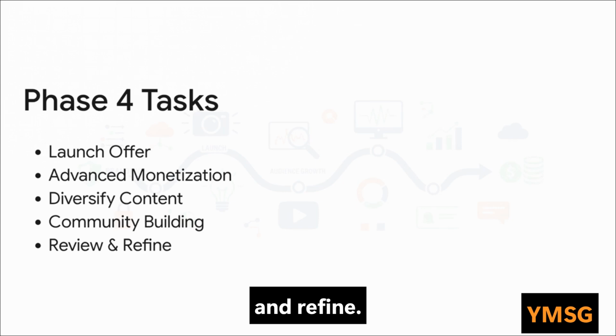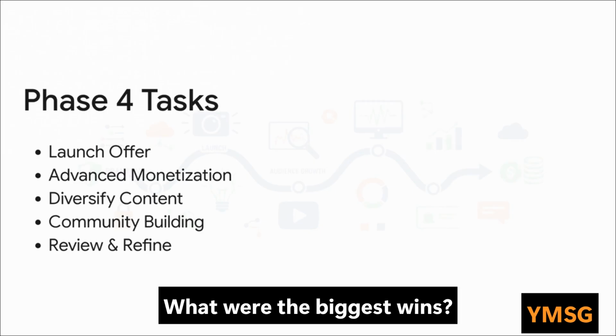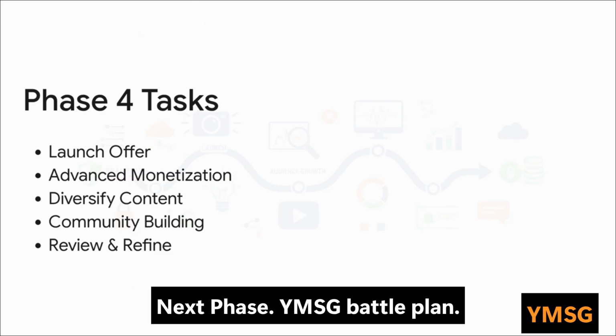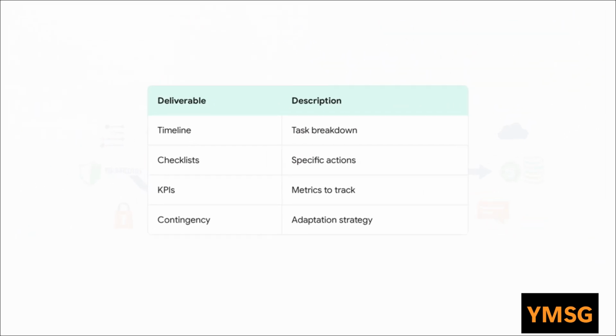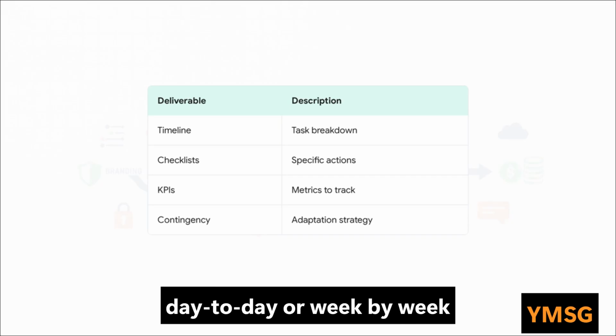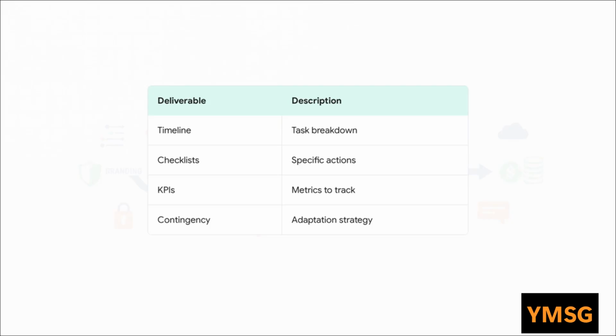Review and refine. Analyze your 71-day progress. What were the biggest wins? What needs adjustments for the next phase? YMSG battle plan outputs. 71-day timeline. A day-to-day or week-by-week breakdown of key tasks.